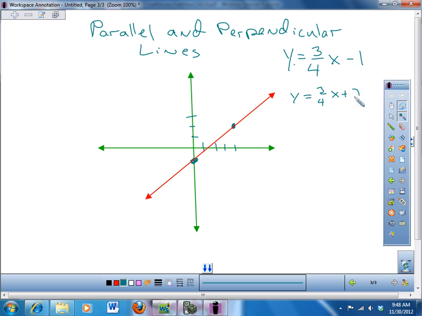Now say I want to graph the line y equals 3/4 x plus 2. What's the y-intercept? 2. So I go up 1, 2. And then from that point, I still have a slope of 3/4. So I'm going to go up 3 and over 4. Does it matter? It doesn't. You could go right 4 and up 3, or up 3 and over 4. This is your up-down, and this is your left-right. So I'm going to go up 1, 2, 3, and over 1, 2, 3, 4.